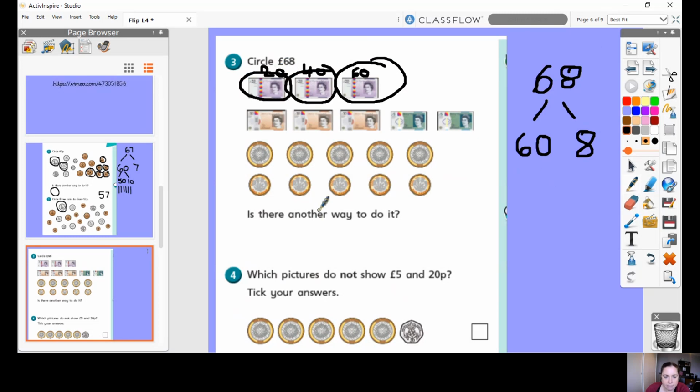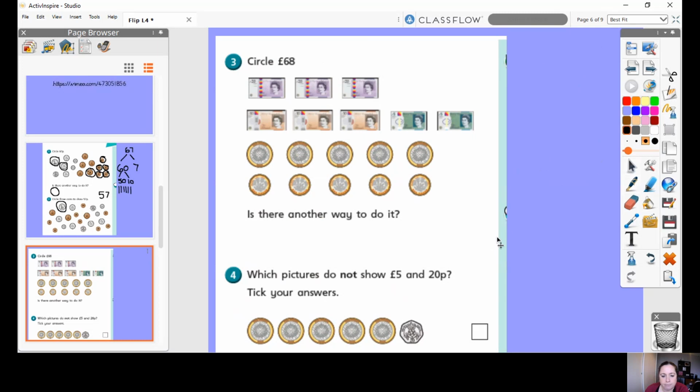And then I've got to make 8. 1, 2, 3, 4, 5. Oh, that's going to be a little bit tricky using those. What I could do is I could use these as my £2, and count in 2s until I get to 8. 2, 4, 6, 8. So this is 68. Now I'd like you to have a think about if there's another way that you could make 68. You might want to swap one of these 20s for 2 10s, and you might want to have some £1 with your £2 to make 8.